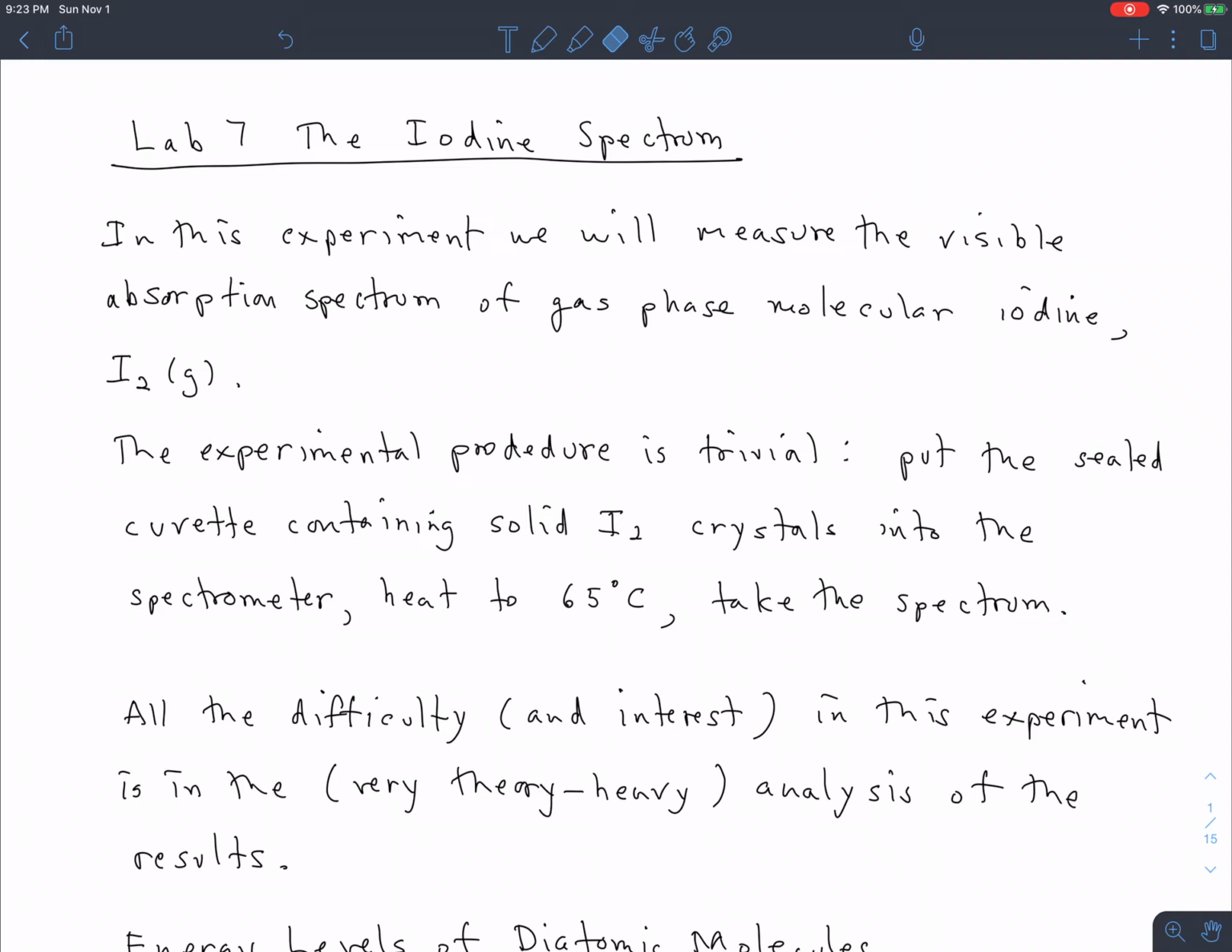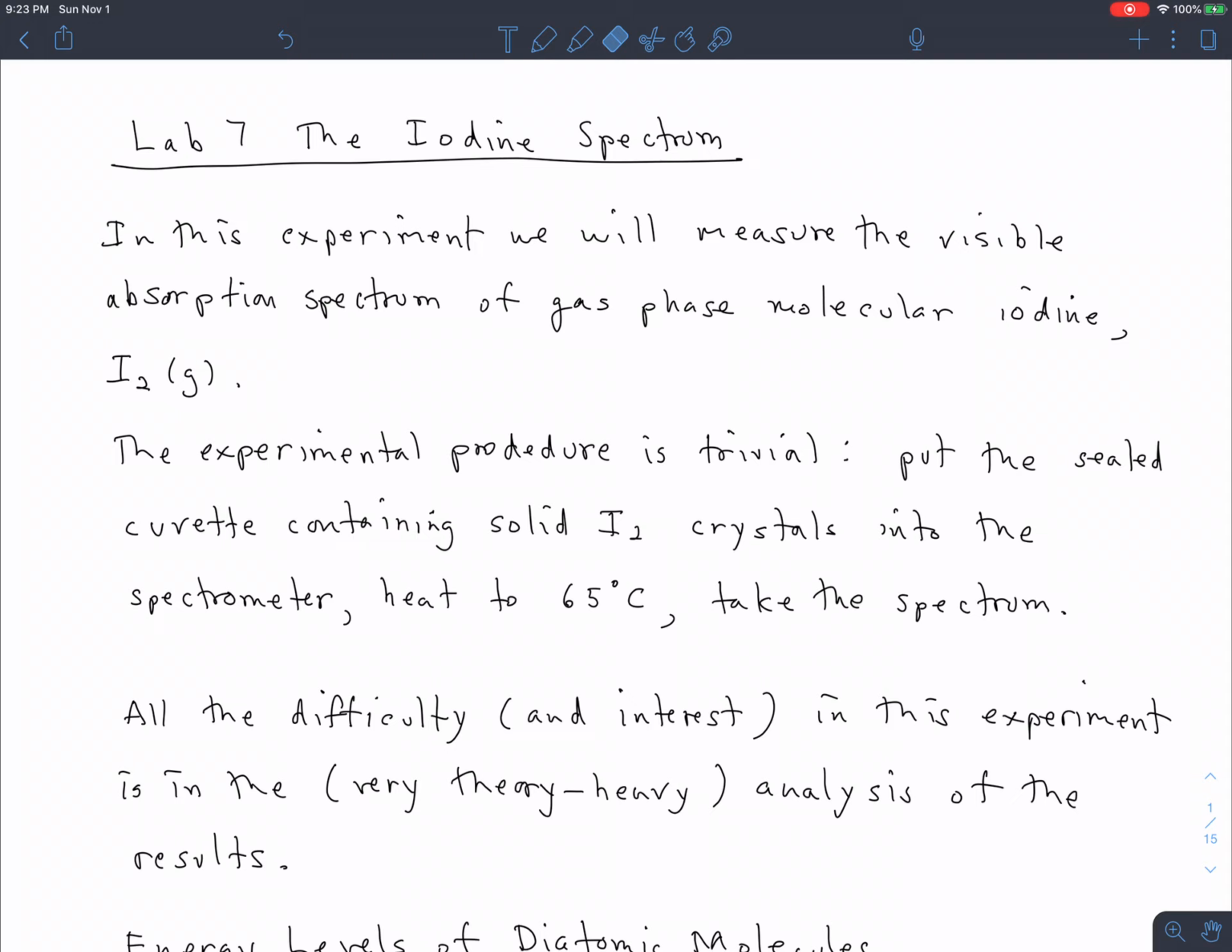Of course, like last week and like next week, which will be the last of our labs, this week's lab is entirely sort of a dry lab. We'll just be giving you the iodine spectrum rather than taking it ourselves. In truth, even without the coronavirus problems, the experimental part of this lab is pretty trivial.